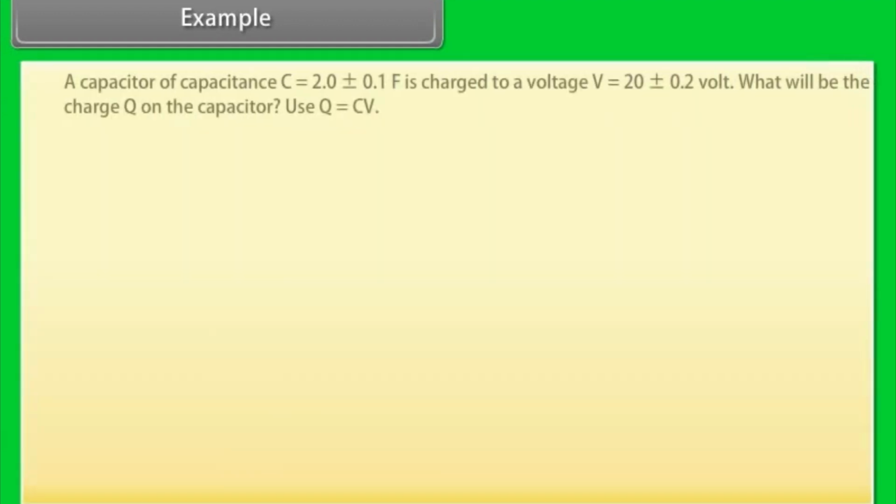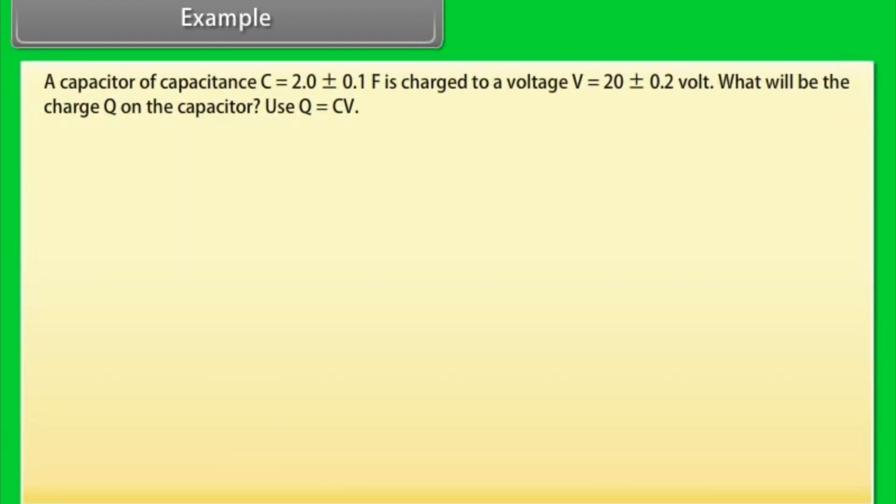Example. Let's take an example of errors. A capacitor of capacitance C equal to 2.0 plus minus 0.1 microfarad is charged to a voltage V equal to 20 plus minus 0.2 volt. What will be the charge Q on the capacitor? Use Q is equal to CV.